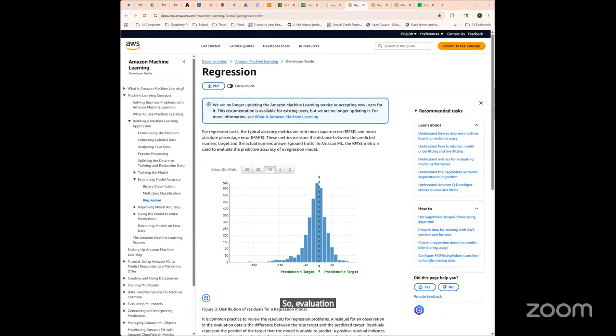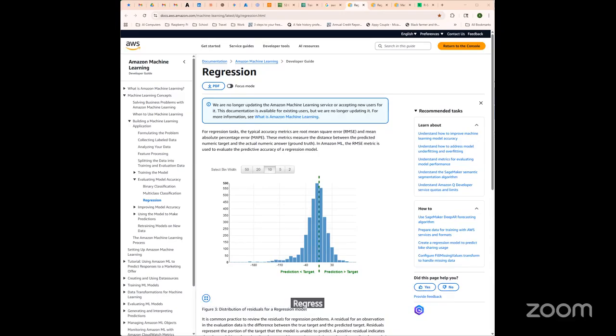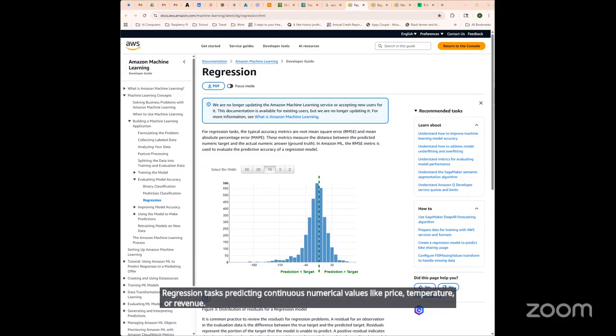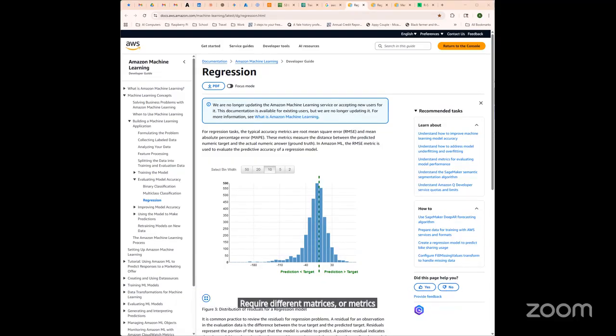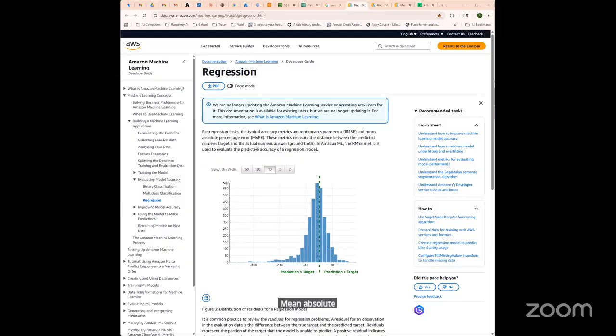Evaluation metrics. These must match your model type. Classification tasks use accuracy, precision, recall, F1 score, and AUC. Regression tasks, predicting continuous numerical values like price, temperature, or revenue, require different metrics: RMSE, root mean squared error, MAE, mean absolute error, and R squared, or coefficient of determination. These are the ones we're going to go over.